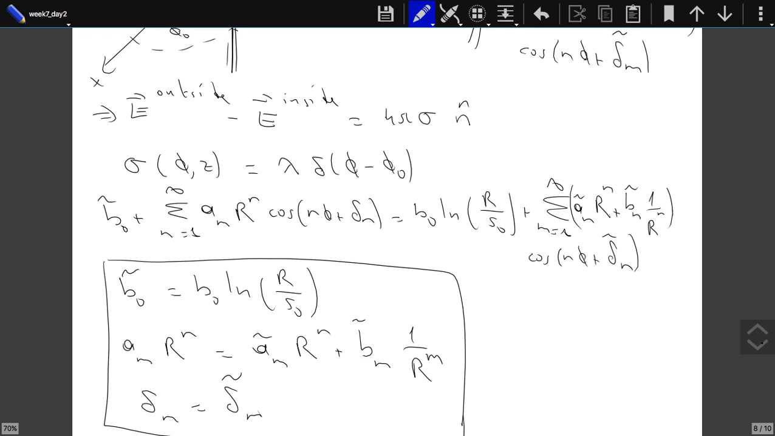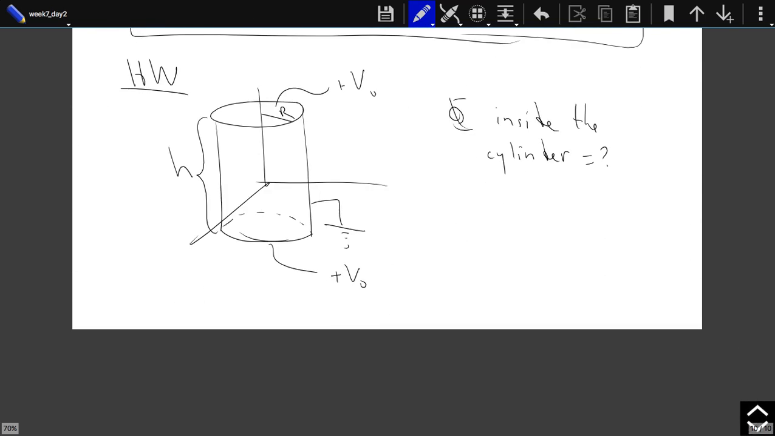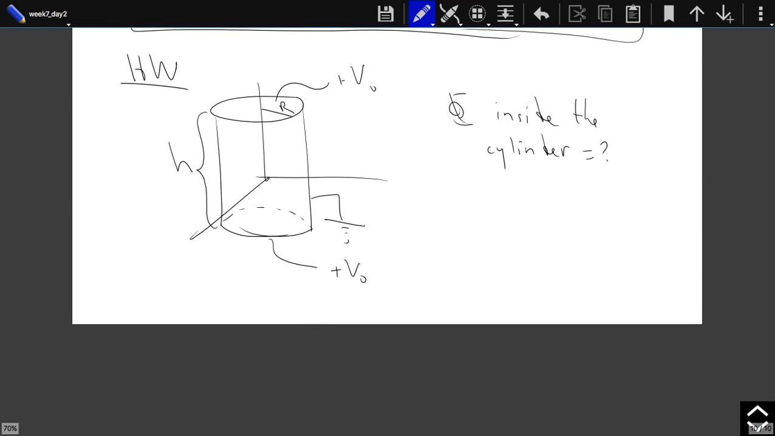And, well, depending on how you position your origin, I might suggest you put the origin at the center of the cylinder, so that when z is equal to minus h over 2, your solution should be plus v0, and when z is equal to plus h over 2, your solution should be v0. And that will tell you what the unknown coefficients, constants are.